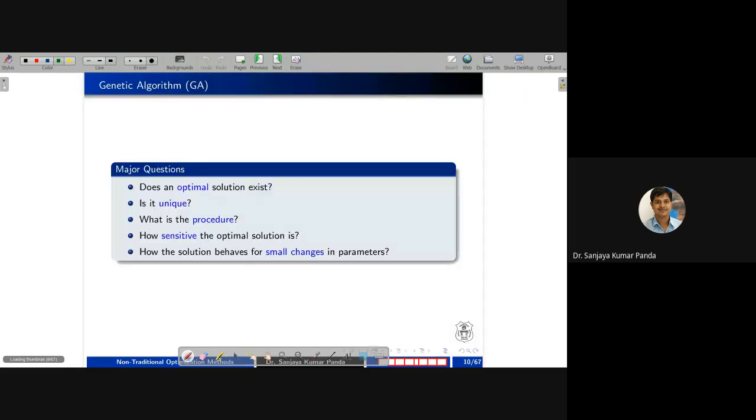Now there are some questions related to the genetic algorithm. Somebody may ask you, given a particular problem P, does an optimal solution exist for this problem or not?